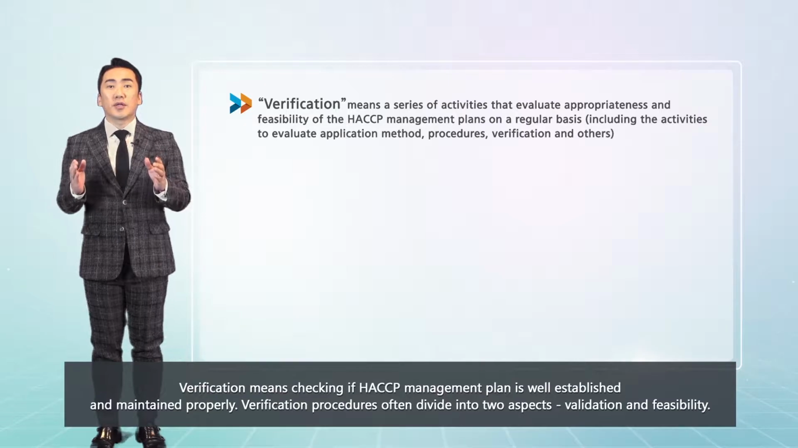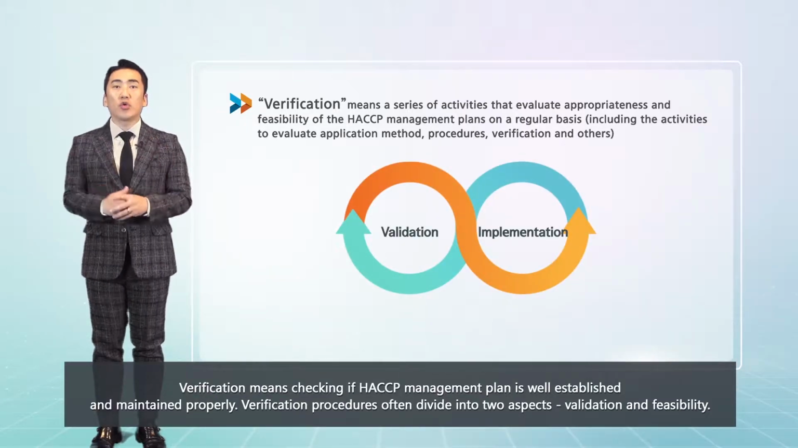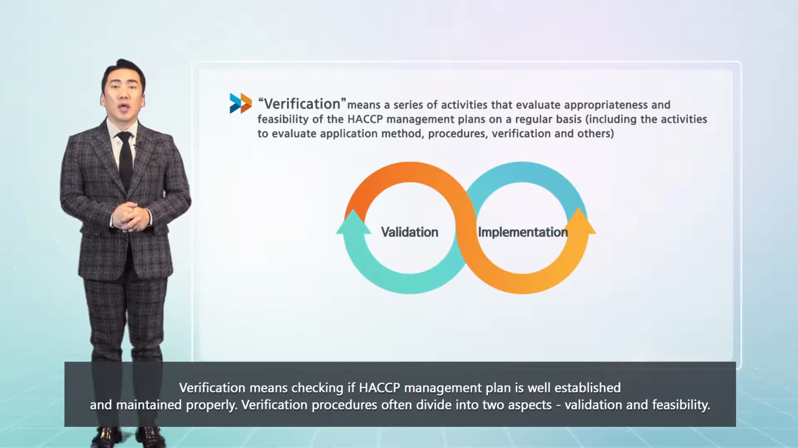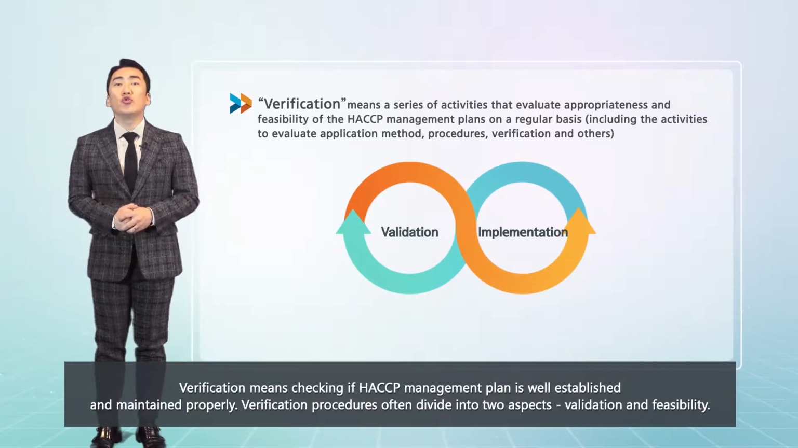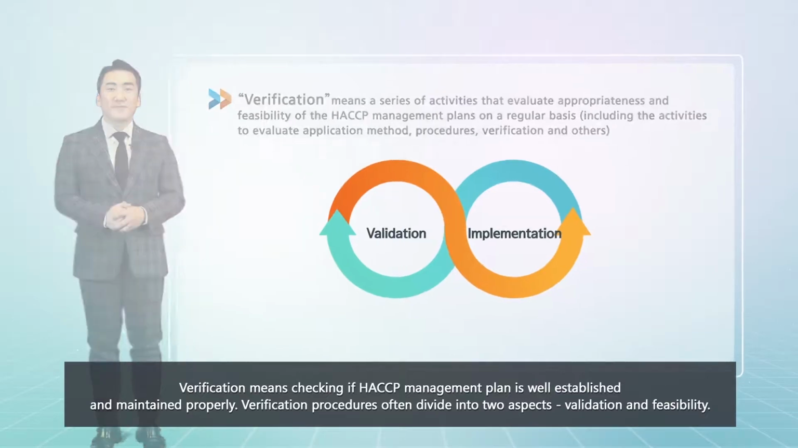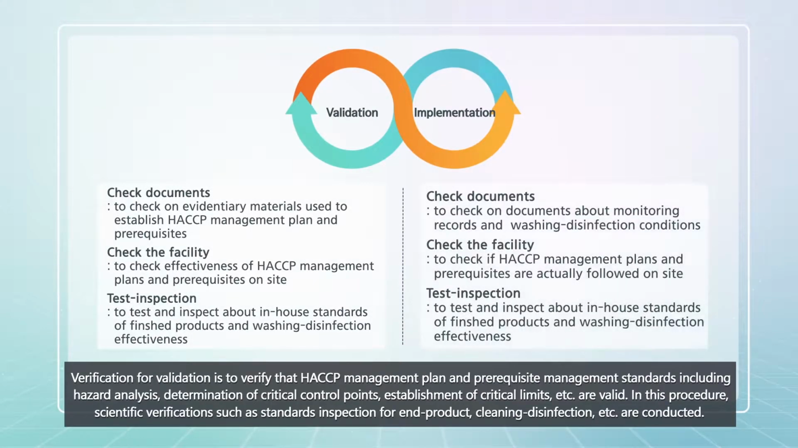Verification means checking if the HACCP management plan is well established and maintained properly. Verification procedures often divide into two aspects: validation and feasibility. Verification for validation is to verify that the HACCP management plan and prerequisite management standards, including hazard analysis, determination of critical control points, establishment of critical limits, etc., are valid.